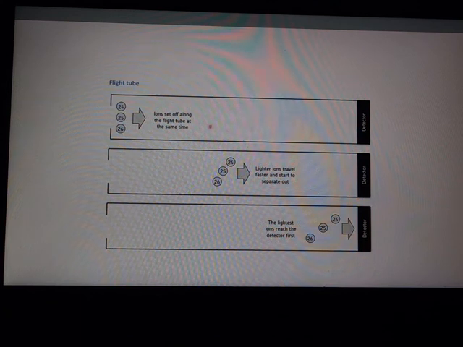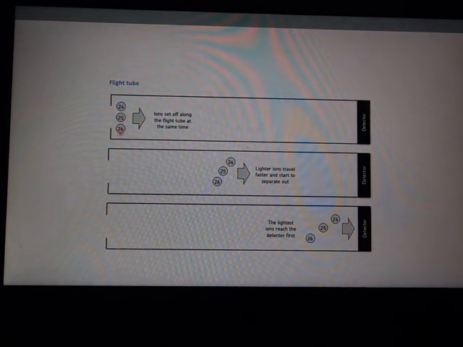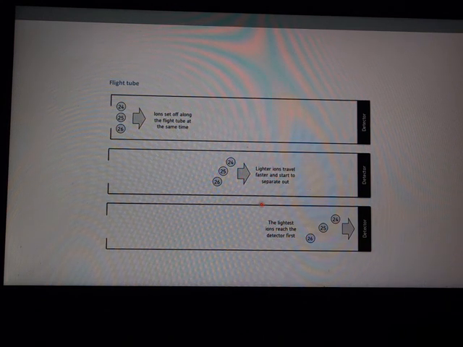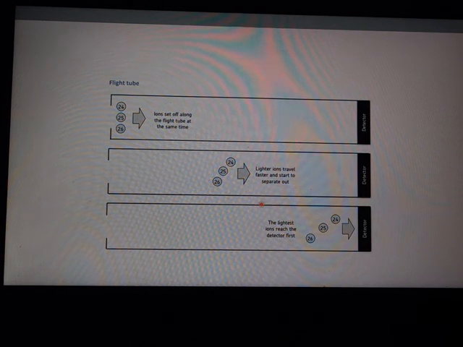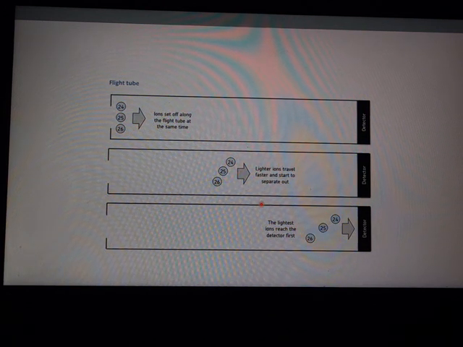So here's an example. If we have a mixture of isotopes of magnesium, for example, the 3 isotopes, 24, 25, and 26, they've all been accelerated. They're all given the same kinetic energy. So the lighter ions will travel faster, and they'll eventually be separated. Okay, so when they reach the detector, the lighter ions will reach the detector first.